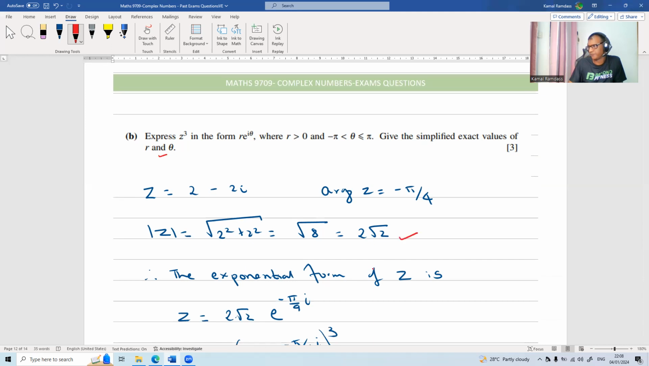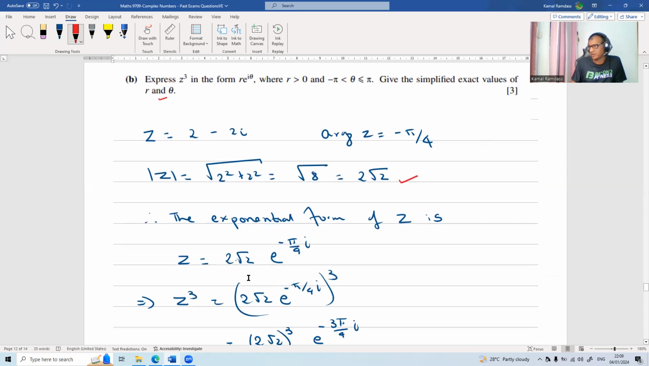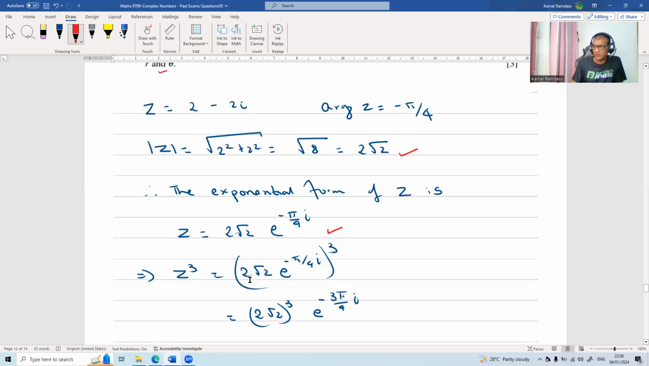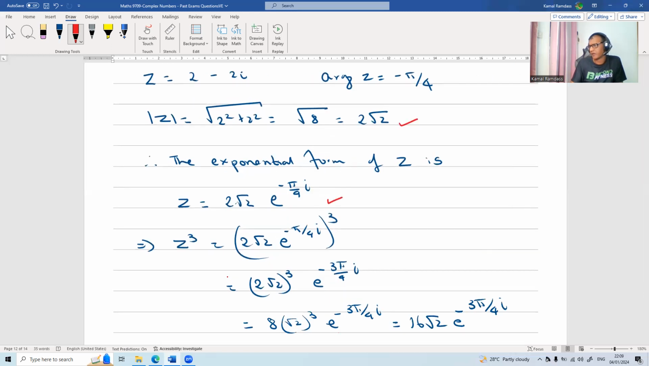2 root 2. The exponential form of z is r, the modulus of z, e à la puissance de argument de z times i. Ça veut dire 2 root de 2 times e à la puissance de minus pi by 4 times i. And z cube. Et nous apply simple law of indices.